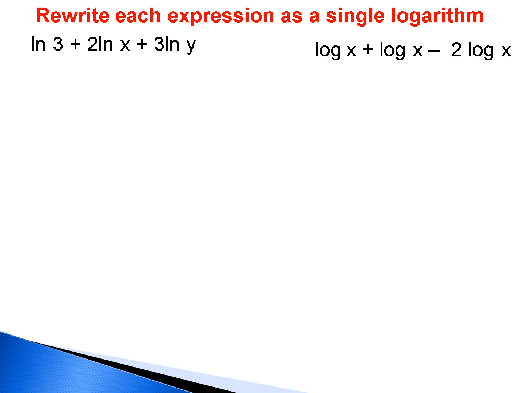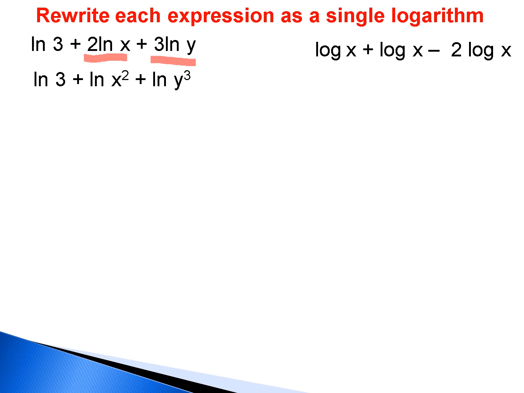Okay, so here we're still rewriting each expression as a single logarithm. It's just now we have more than 2 logarithms in each expression. Now, the first thing you always look for is, do any of my logs have a leading coefficient? And right here I see that I've got a 2, and right here I see that I've got a 3. So the first thing I'm going to do is take that 2 and that 3 and then change them to be exponents. So that becomes the natural log of 3 plus the natural log of x squared plus the natural log of y cubed.